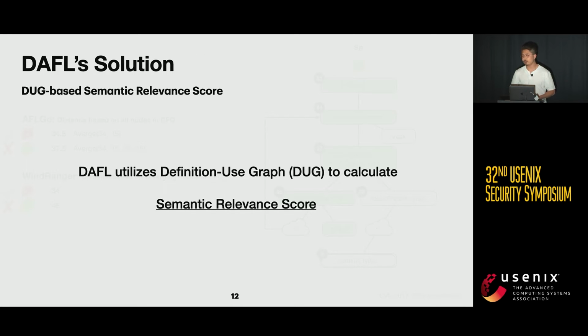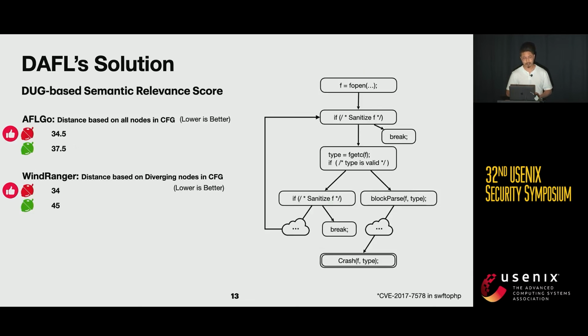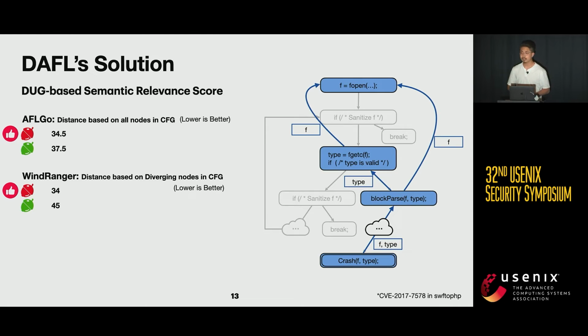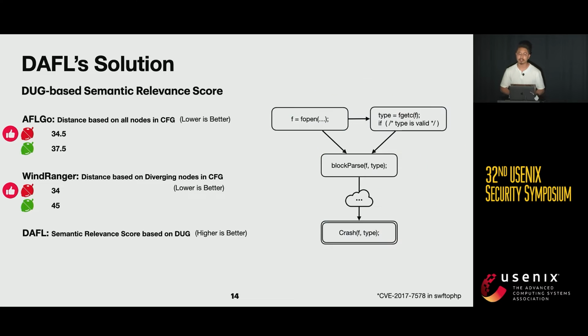DAFL's solution is to utilize the definition-use graph, in short DUG, to calculate a semantic relevance score. In order to obtain the def-use graph, DAFL first performs data dependency analysis on the program, starting from the crashing location. Since the crashing node here uses f and type, we track down all the program locations that participate in defining the value of f and type. And with this information, we can draw the DUG as shown on the screen.